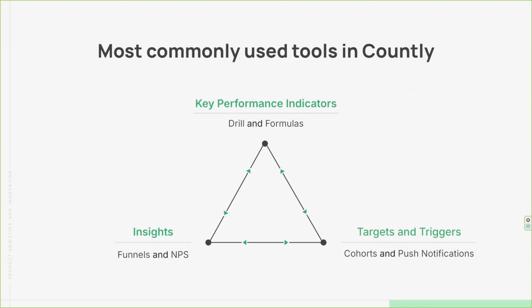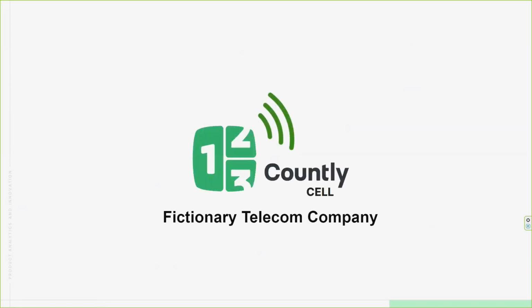So looking at the journeys of the customers, where are they falling off? What are the bottlenecks within the process? What are the improvement points that we can look at? These are mostly from funnels. And then, how satisfied are they? Are they happy using our services? And there would be a rating going with the NPS reporting. So these would be the mostly used tools within Countly.